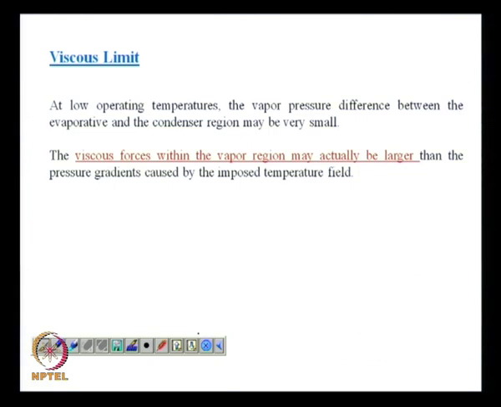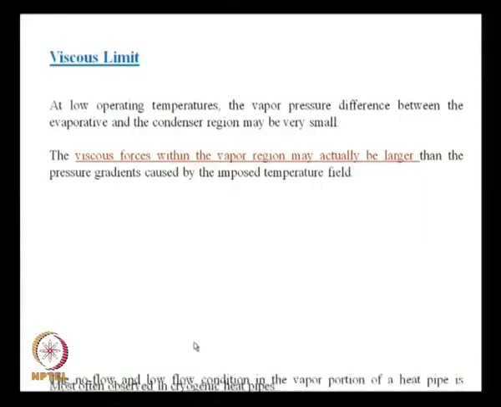So, the very small vapor pressure difference and the slow motion of the vapor molecules from the hot side to the cold side mean there are going to be sufficient viscous losses, and the viscous losses may exceed the vapor pressure difference that is provided in such a heat pipe. The viscous forces within the vapor region can be larger than the pressure gradient caused by the imposed temperature field. It is applicable for cases where the vapor is very slow moving. Slow moving vapor towards the cooler side will give rise to viscous limits.